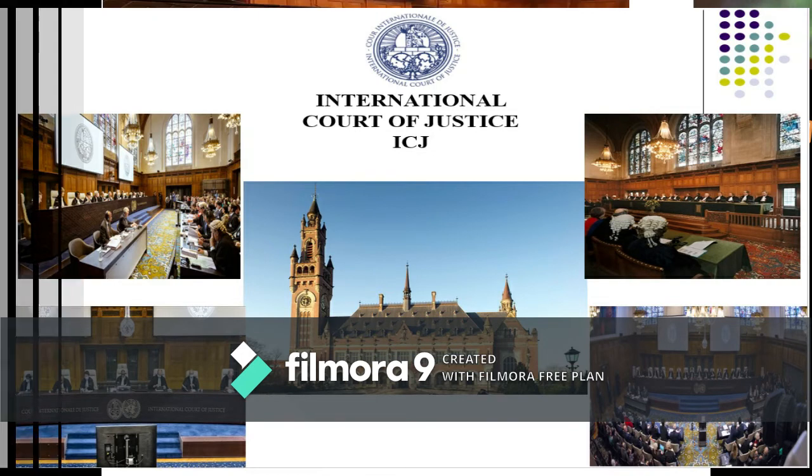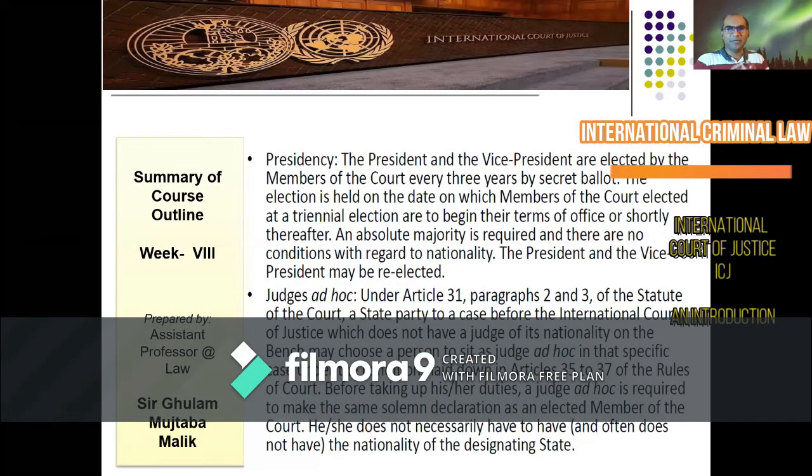And further, the president and vice president are elected by the members of the court every 3 years by secret ballot. The election is held on the date on which members of the court elected at a triennial election begin their terms of office, or shortly thereafter. An absolute majority is required, and there are no conditions with regard to nationality. The president and vice president may be re-elected.